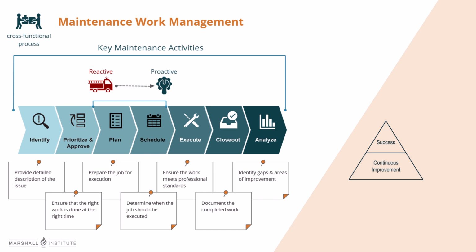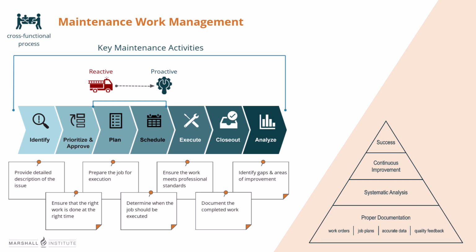Effective improvement is impossible without systematic analysis, which is impossible without properly documented work orders, job plans, accurately captured data from work execution, and quality feedback. These key maintenance activities represent the framework for defining an effective and efficient maintenance workflow, a process with specified tasks and roles that passes the work from initiation to completion. In this module, we will review some of the best practices that will help your team build a successful maintenance workflow.